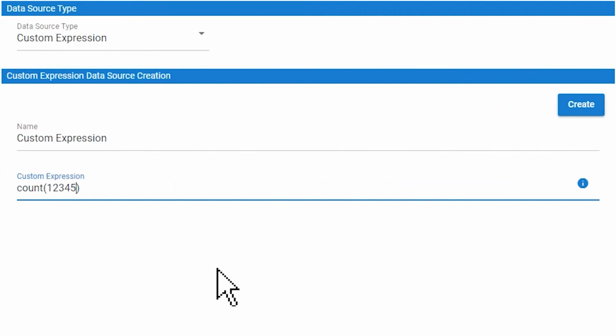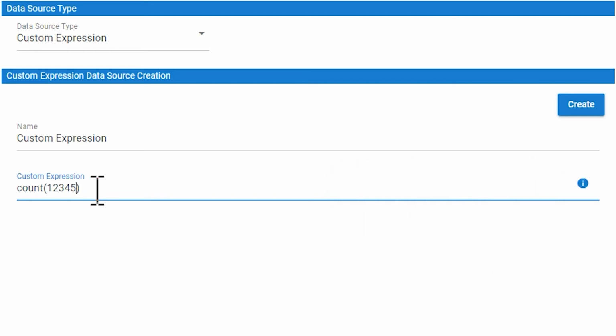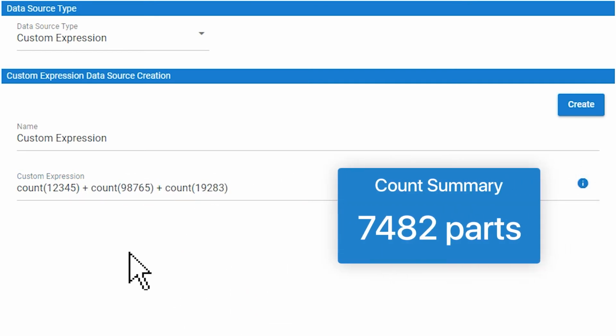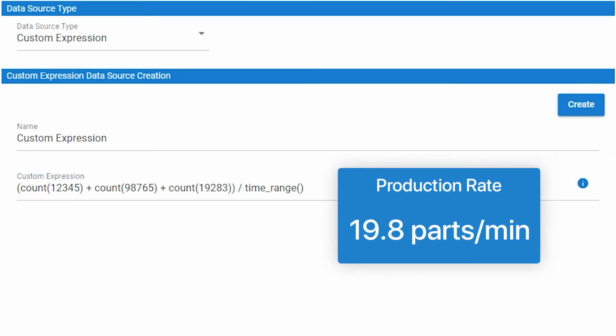Let's try using another function. So this one right here displays the number of parts produced by our rolling press. Let's add the number of parts produced from all of our presses, and then we can get the count summary. Or we can get the number of parts produced per minute by dividing the total time range in minutes by the number of parts produced.